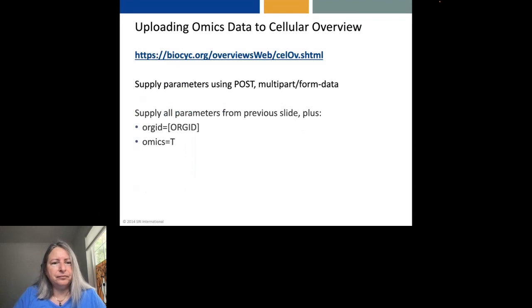And you need to supply them by using POST with multi-part form data so that you can supply the data file. To upload data to the cellular overview, you would use this URL with POST, and then in addition to the parameters describing the data file, you would have this omics equals T to say we're uploading omics data, and you just have to specify what the org ID is.